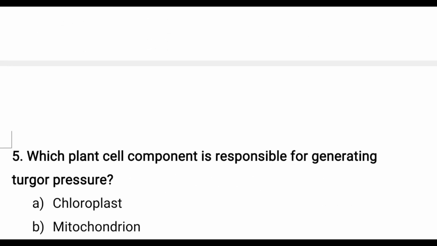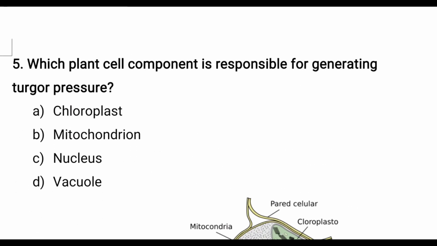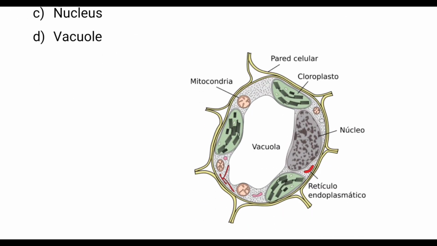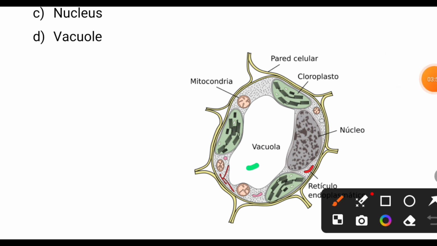Let's see the next question. Which plant cell component is responsible for generating turgor pressure? Okay, so here the correct answer is vacuole. So the plant vacuole is a large membrane bound vesicle. You can see the picture. It is a large membrane bound vesicle present in the cytoplasm.